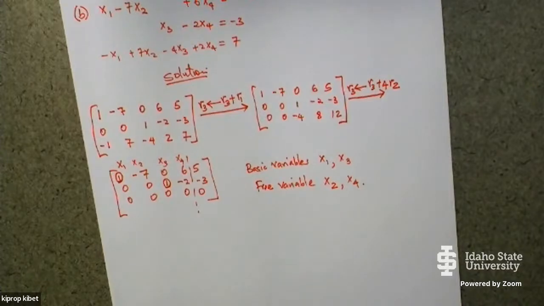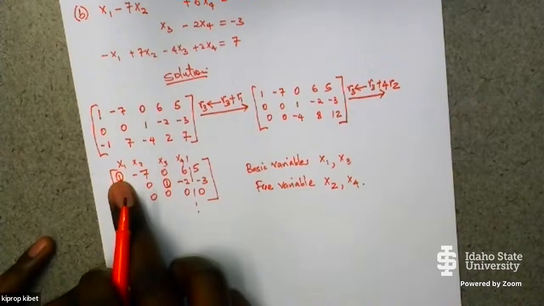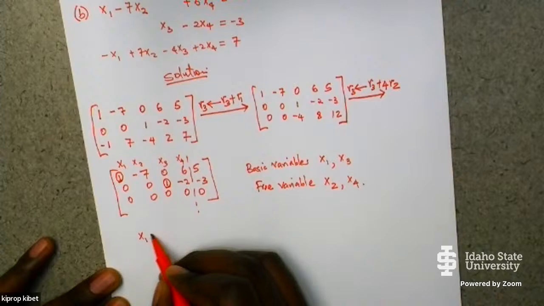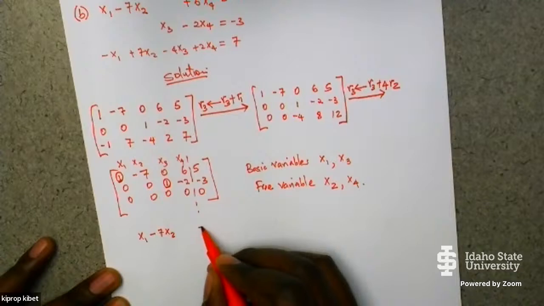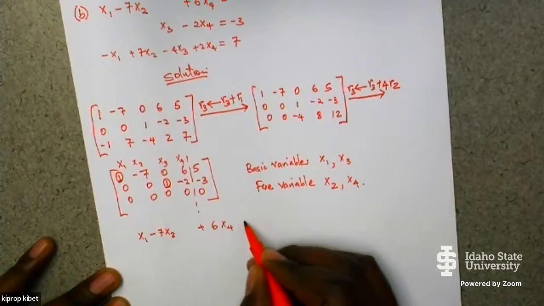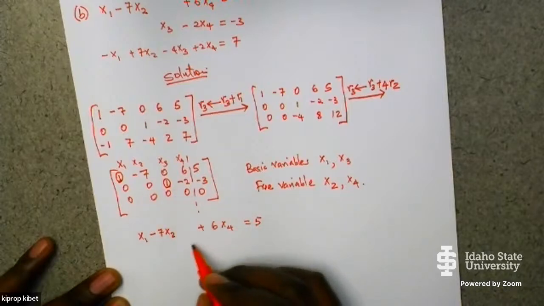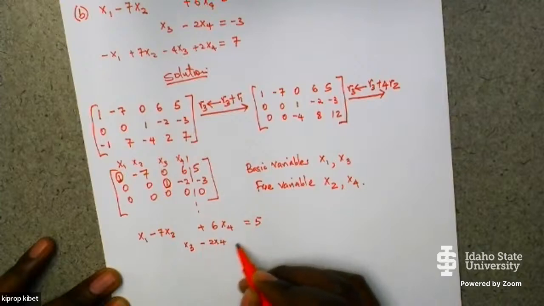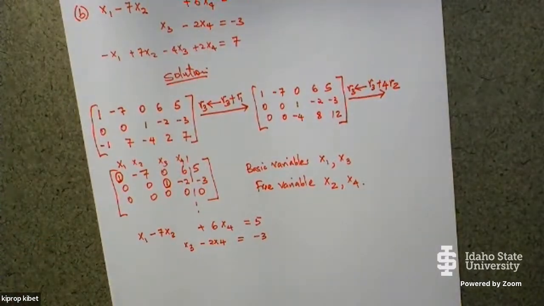Now writing this back to the linear equations, what we get is x1 minus 7x2 plus 6x4 equals 5. And then the next one here is x3 minus 2x4 equals -3.